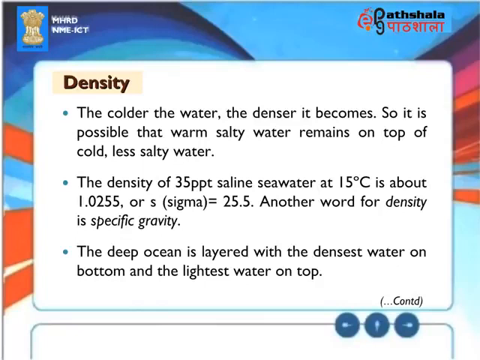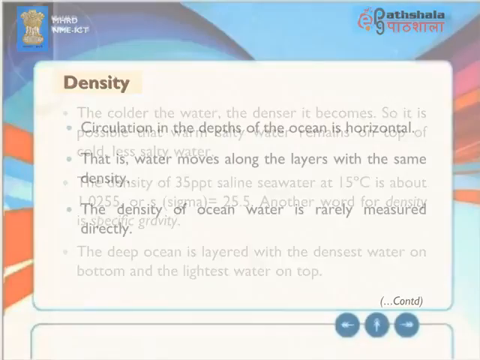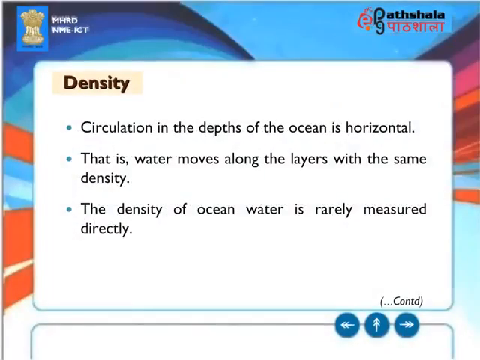The density of 35 ppt saline seawater at 15 degrees centigrade is about 1.0255 or sigma equal to 25.5. Another word for density is specific gravity. The deep ocean is layered with the densest water on bottom and the lightest water on top. Circulation in the depths of the ocean is horizontal. That is, water moves along the layers with the same density. The density of ocean water is rarely measured directly.